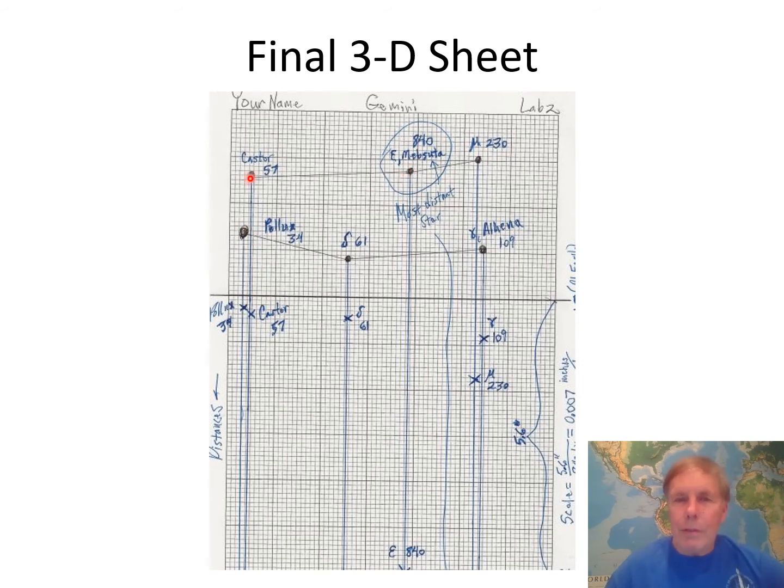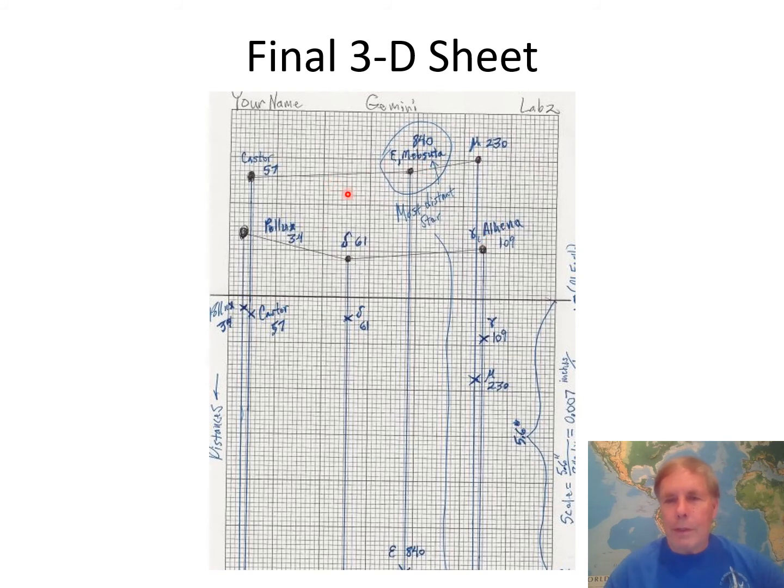Now, what you do is you look up the distance of each of the stars in light years, and you write it down just like I've done here, right by the star. And notice we were talking about the horizontal line. I'm going to have you draw a horizontal line. Let's see, 1, 2, 3, 4 major squares from the top, and go right across like this. This is the area we're going to use to plot the stars.